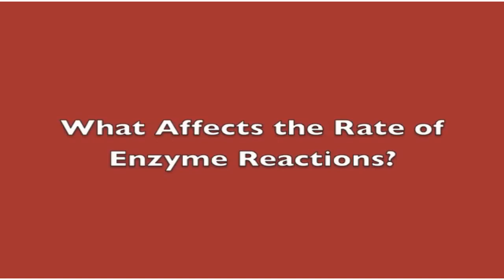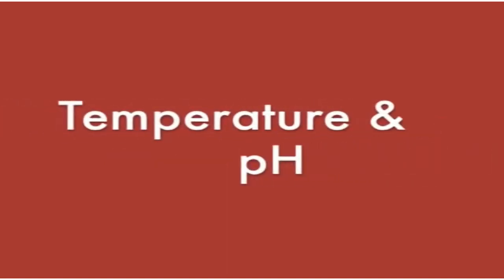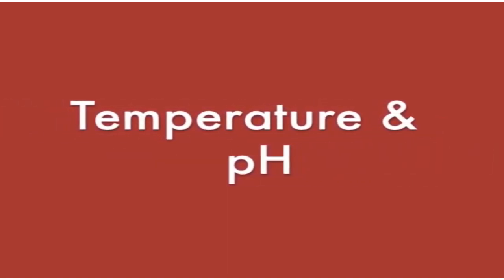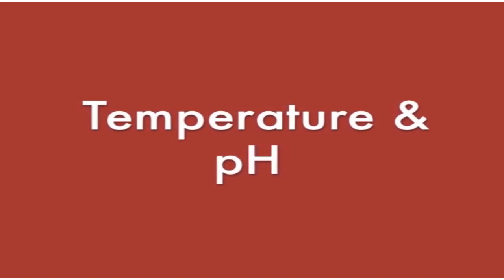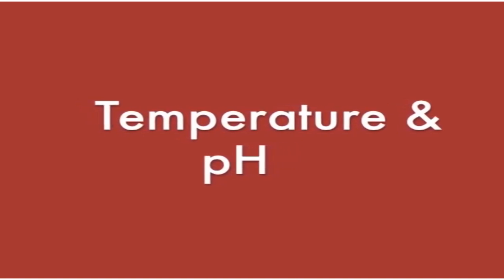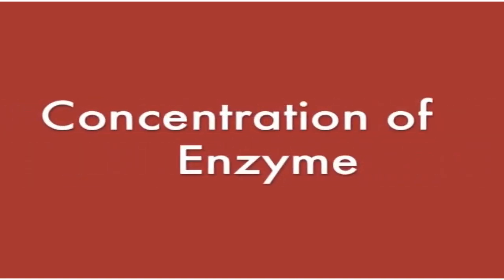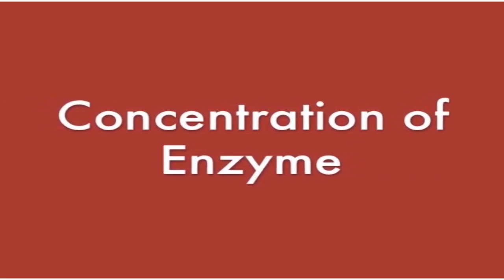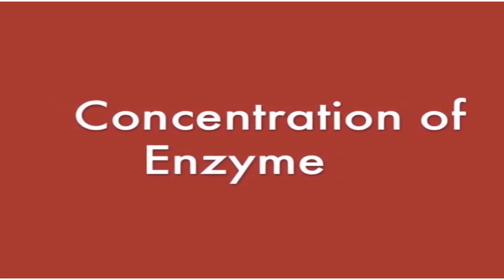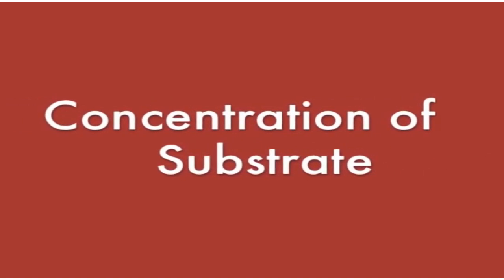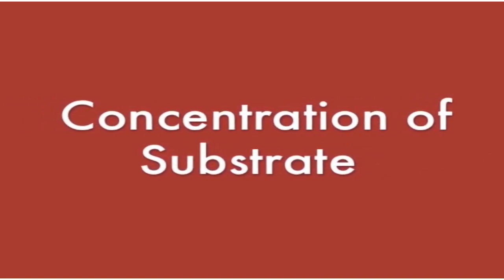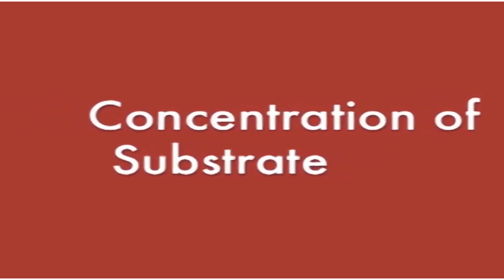4 factors affect the rate of enzyme reaction. The first 2 are temperature and pH. If the temperature is too high, the enzyme will be denatured. Likewise, changes in pH have the same effect. The second 2 are concentration of enzyme and concentration of the substrate. The concentration of the enzyme and substrate affect the rate of the reaction. Now that concludes the tutorial all about enzymes.